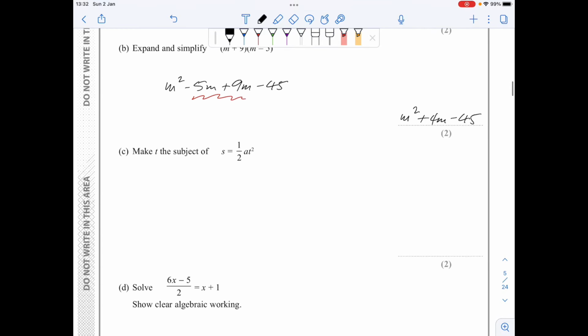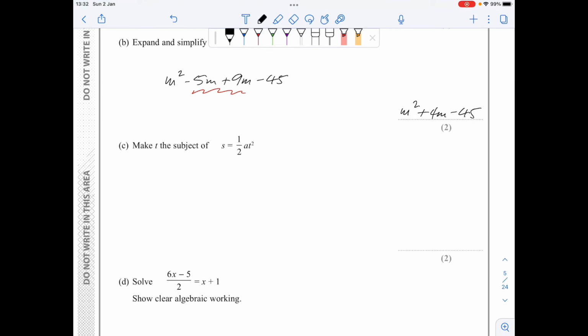In part C, I need to make t the subject of this equation. So 2s equals at squared. So 2s over a is equal to t squared. So t is equal to the square root of 2s over a.